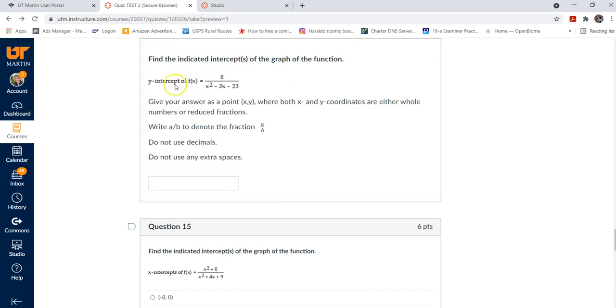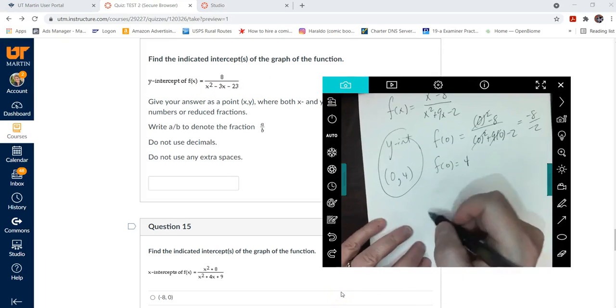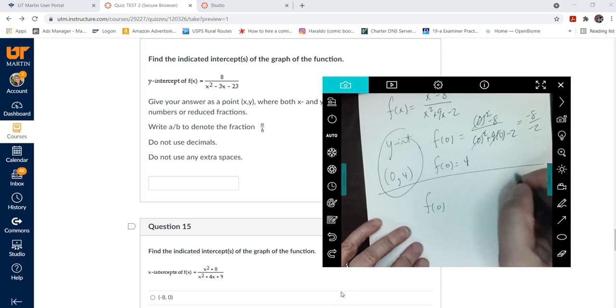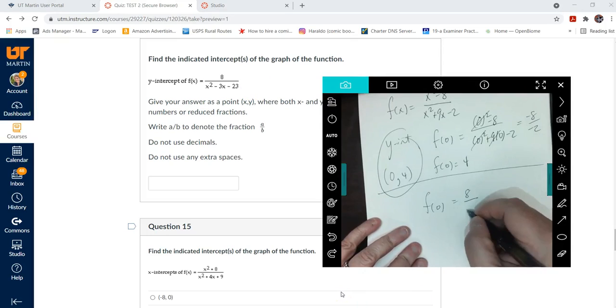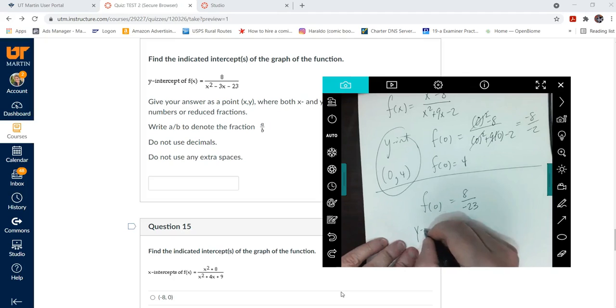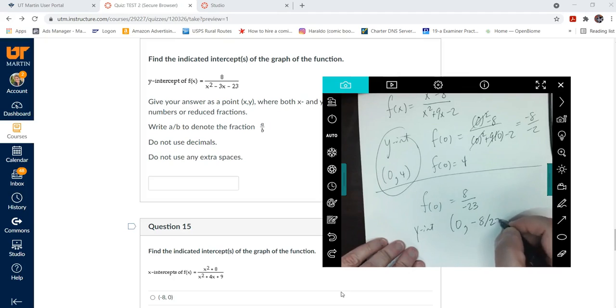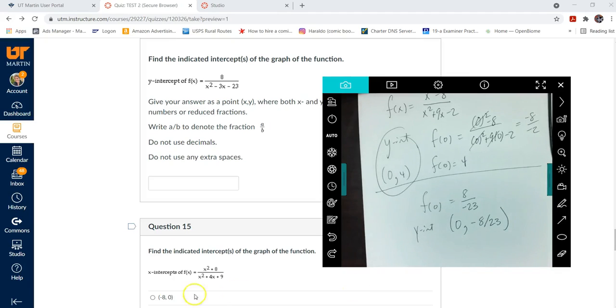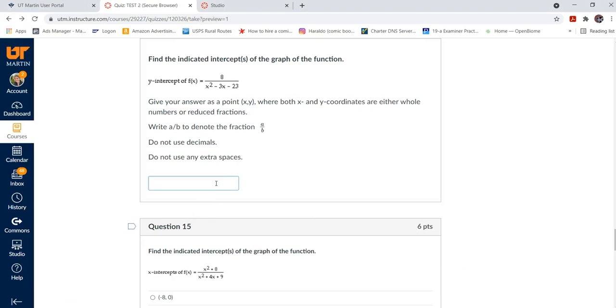Find the indicated intercept. So I want the y-intercept. So if I plug in 0 for x, I'm going to get 8 in the numerator and negative 23 in the denominator. So my y-intercept is the point 0, negative 8 over 23. So that's what I'm going to put in there. Okay.